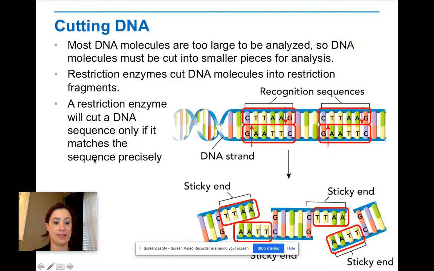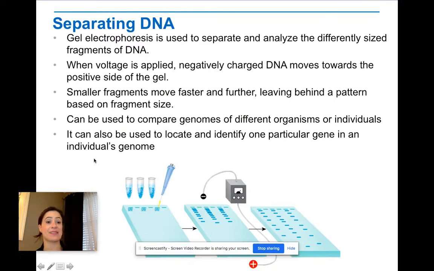So we have this molecule that we cut, and we had larger DNA fragments. How are we able to now separate it out? Now, DNA has a charge. DNA is negatively charged. So we can take advantage of the fact that DNA is negatively charged and separate it based on this charge. We use a process called gel electrophoresis.